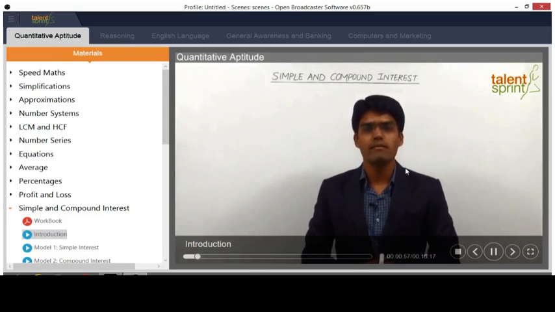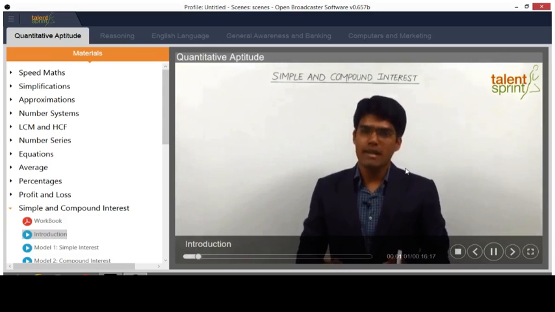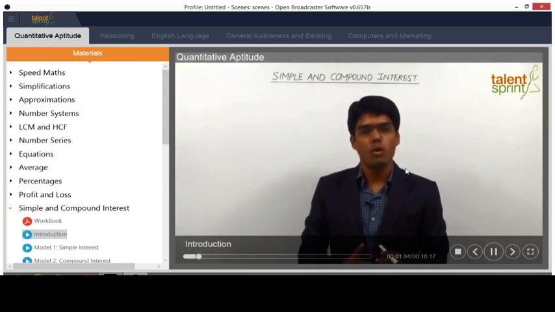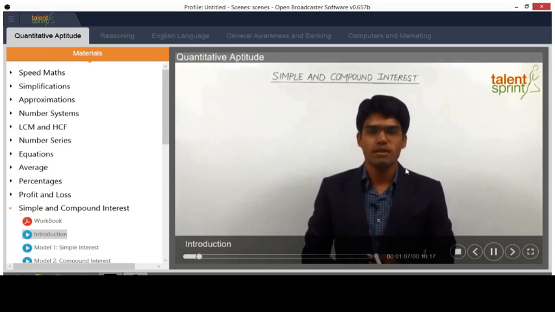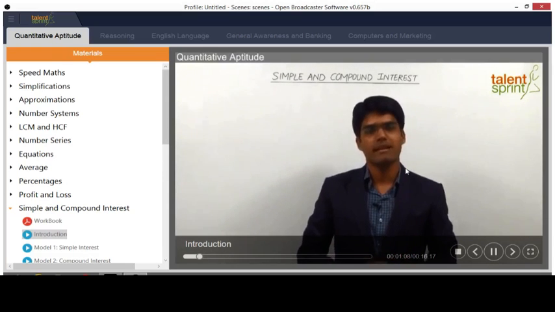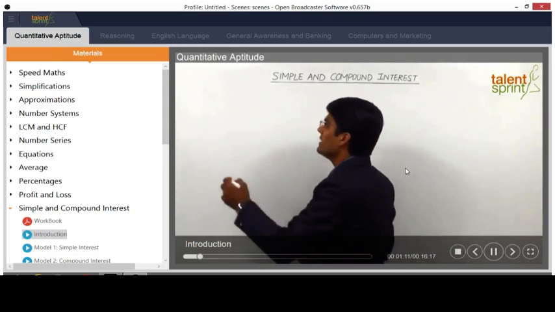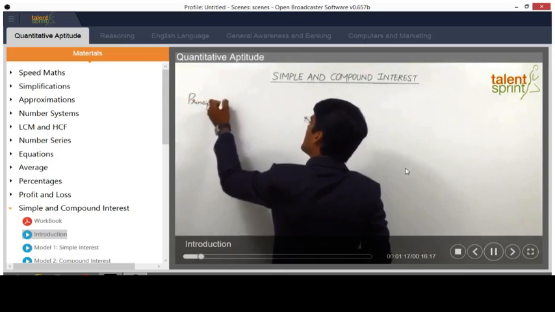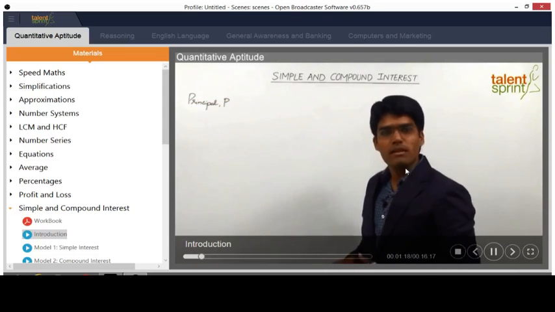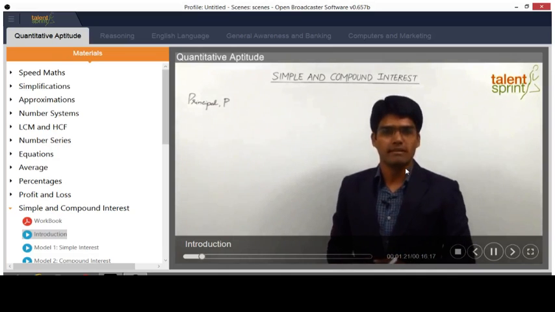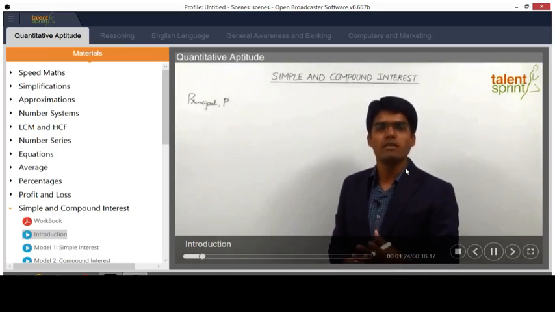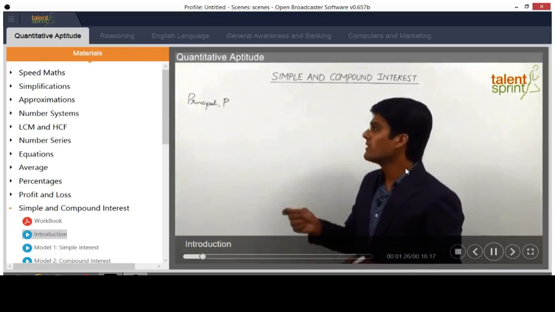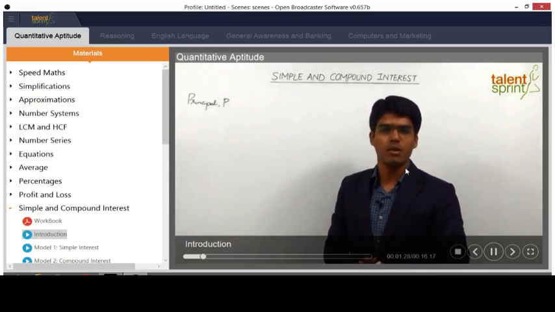There are three very important terms related to calculation of interest. They are principal, time and rate of interest. So let us first understand what is meant by each one of them, and then we shall proceed to understand the difference between simple interest and compound interest. Now the first term here is known as principal, which is denoted by capital P. Principal is nothing but the amount that has been borrowed or lent. This is the main amount or the actual amount which has been borrowed or has been lent, and it is known as principal amount, or simply we can call it principal, and it is denoted by P.